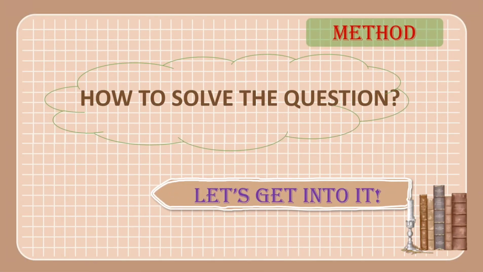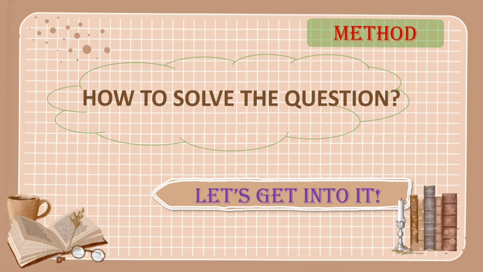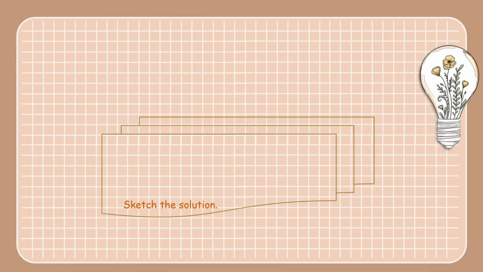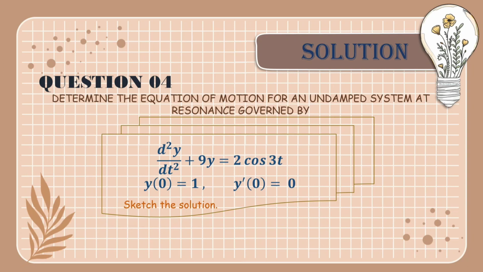We move to the method part. In this part, we can learn how to solve the equation in differential equations of second order. Let's get into it. Next, we go to see the solution for question 4. The question asks to determine the equation of motion for an undamped system at resonance governed by the second derivative d^2y over dt^2 plus 9y equals 2 cos 3t, and sketch the solution.